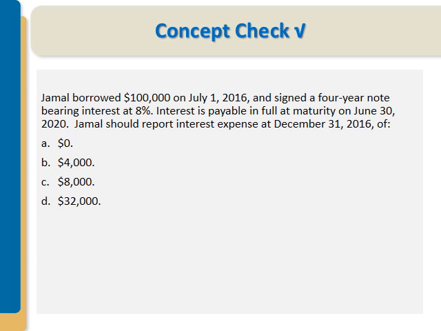All right, here's the concept check. Jamal borrowed $100,000 on July 1st, 2016, and signed a 4-year note bearing interest at 8%. Interest is payable fully at maturity on June 30th, 2020. Jamal should report interest expense as of December 31st, 2016 of $4,000.